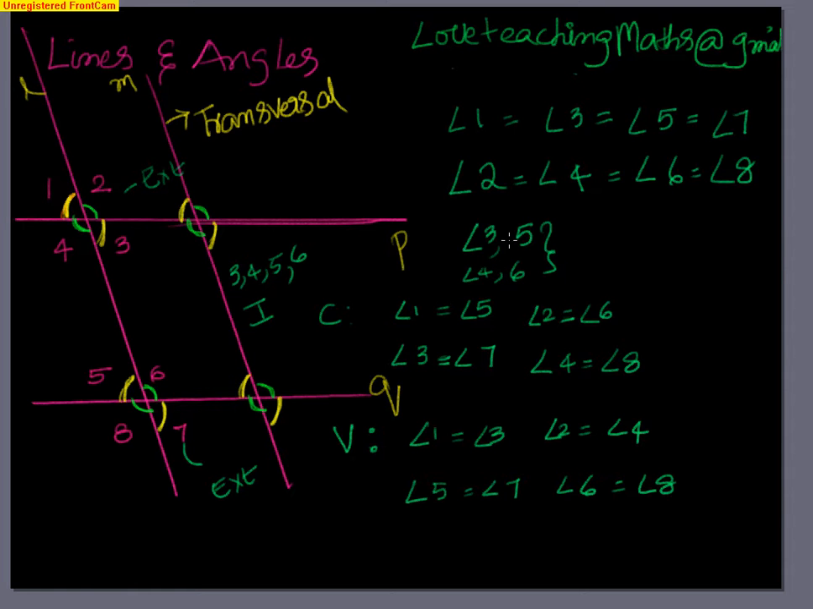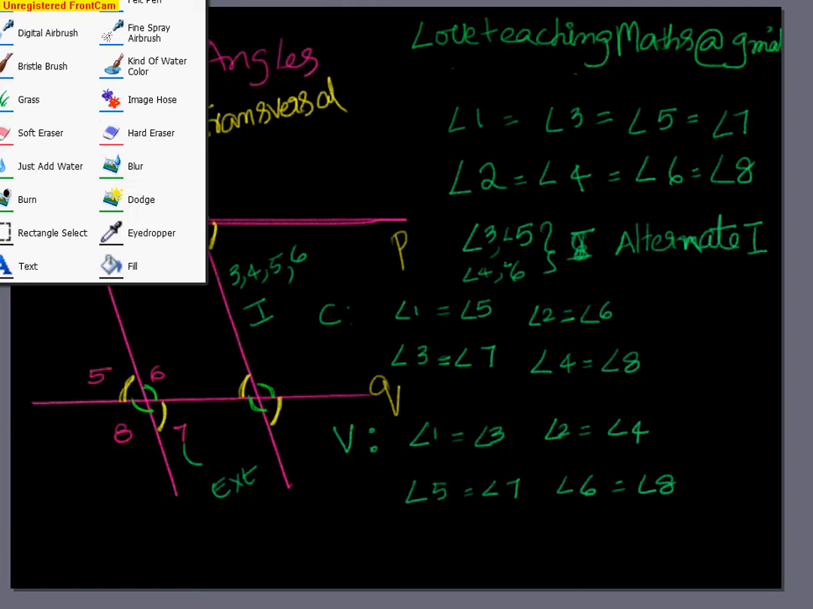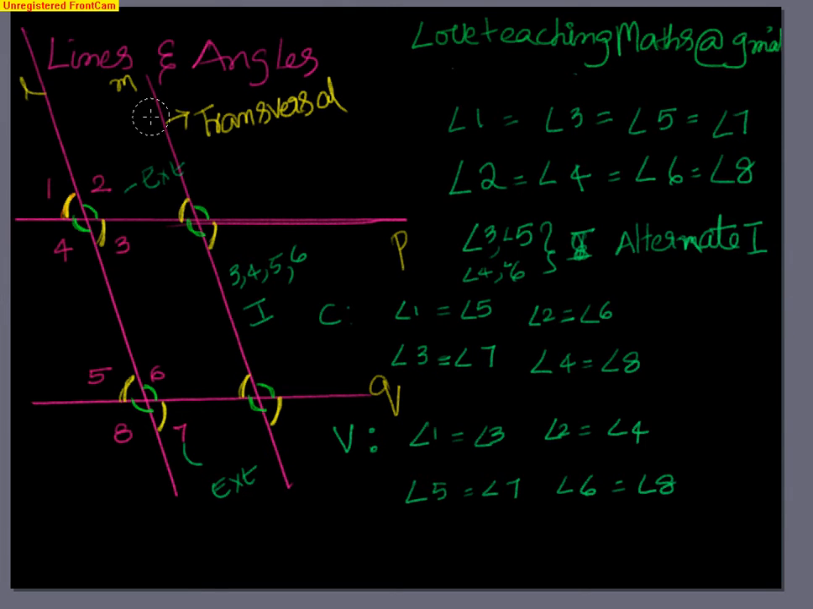Pardon me, 3, 5 and 4, 6 are called interior alternate angles. Alternate interior angles is a better way. We'll say them as alternate interior angles. So let me just erase this so that it's easy, so that there is no confusion. I'm erasing this part.